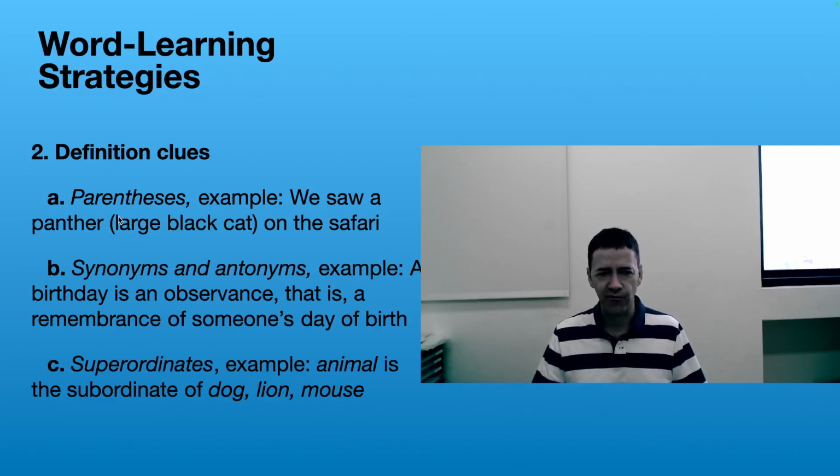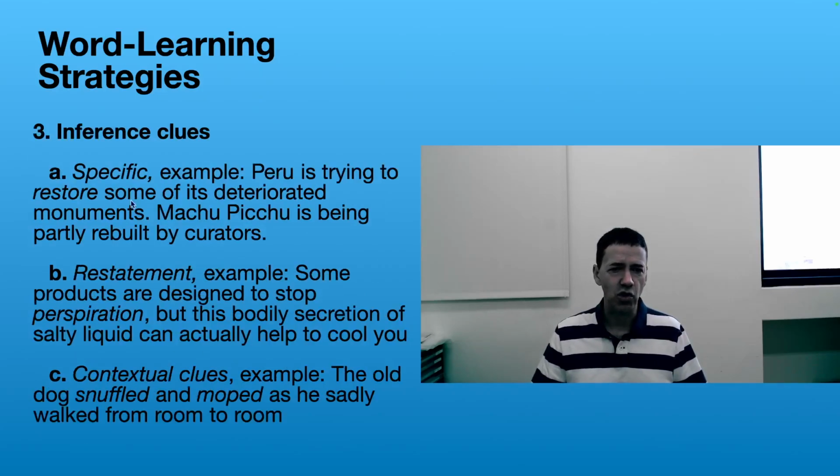Teach them how to find definition clues. So if something is in parentheses, what does that mean? Teach them about synonyms and antonyms. Teach them about superordinates. Okay? Show them how to use inference clues. So, for example, find something specific. Peru is trying to restore some of its deteriorated monuments. Machu Picchu is being partly rebuilt by curators. How can they figure this one out? By the context. Teach them how to do that.